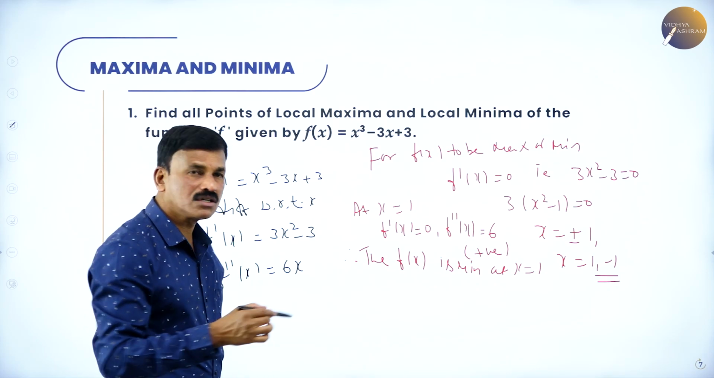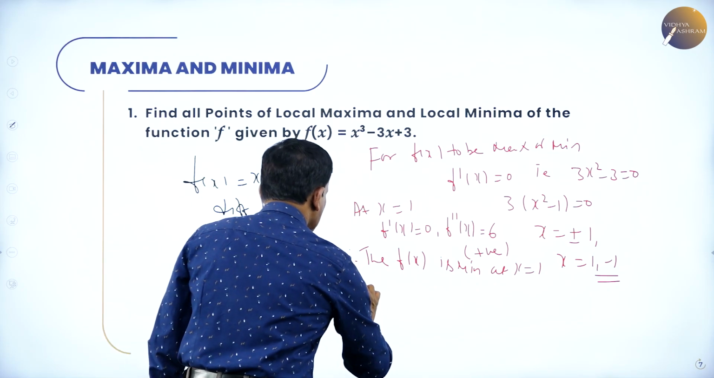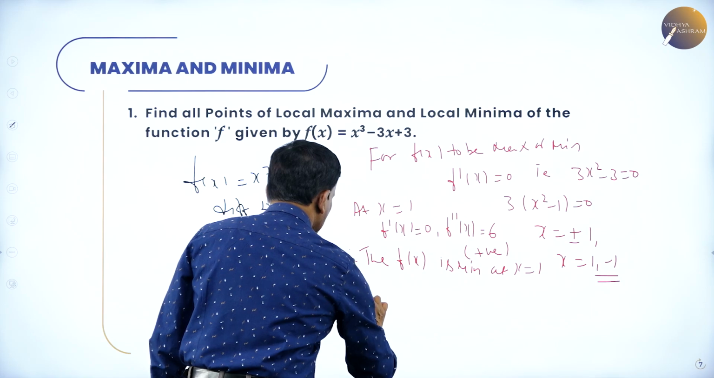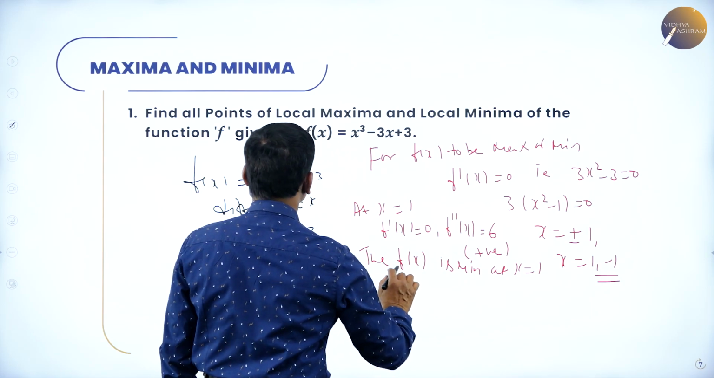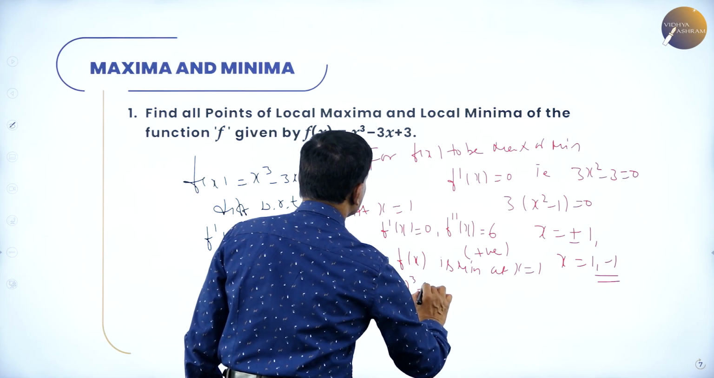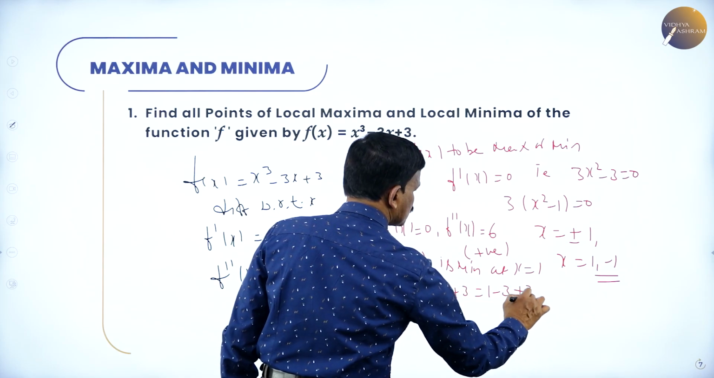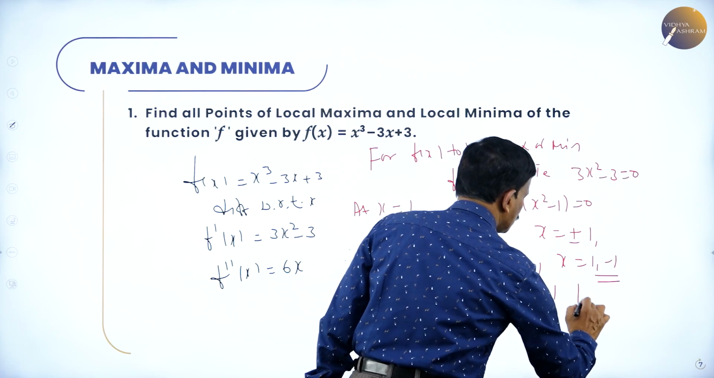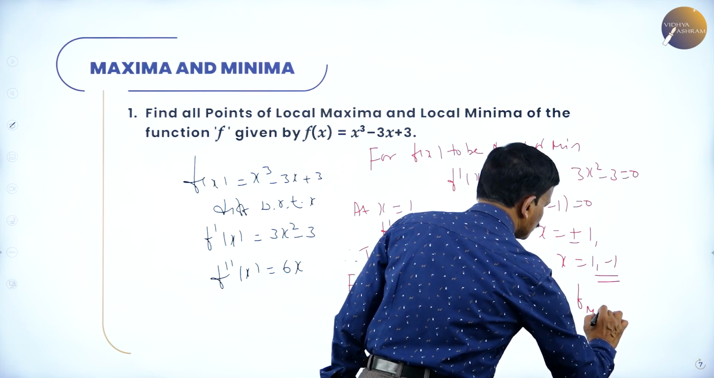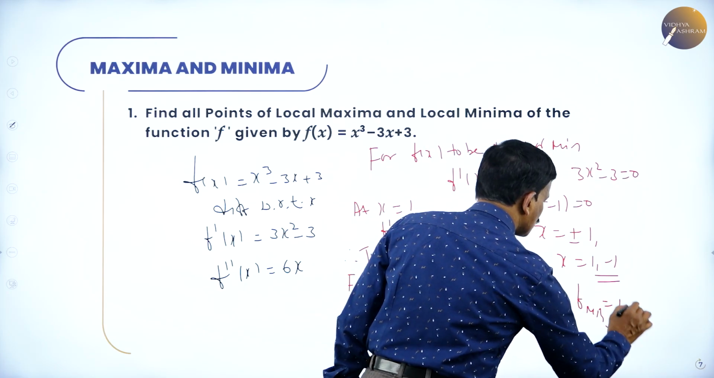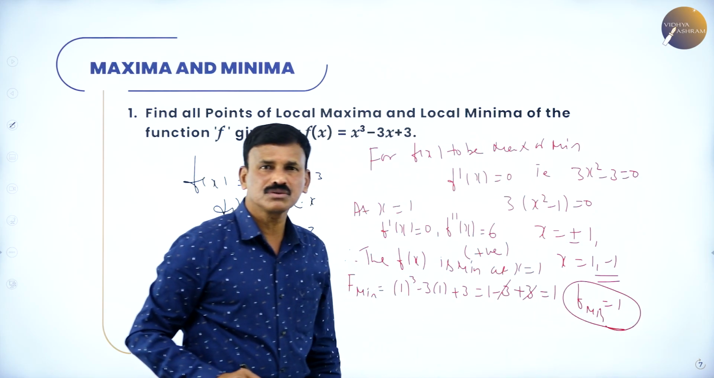Now, just put x is equal to 1 in the given equation. So, you will get f minimum is equal to 1 cube minus 3 into 1 plus 3, that is 1 minus 3 plus 3, the 3s cancel, that's equal to 1. So, the function is minimum at x is equal to 1 and the minimum value is equal to 1, right?